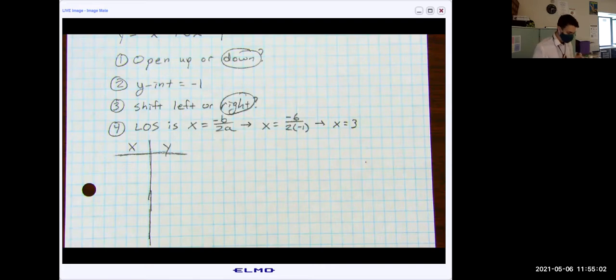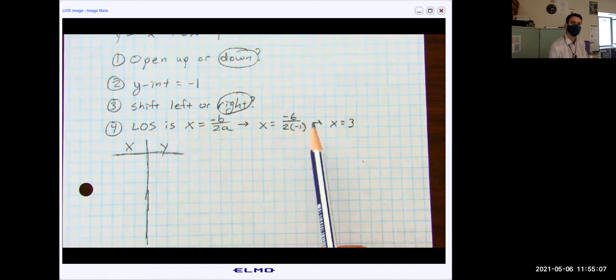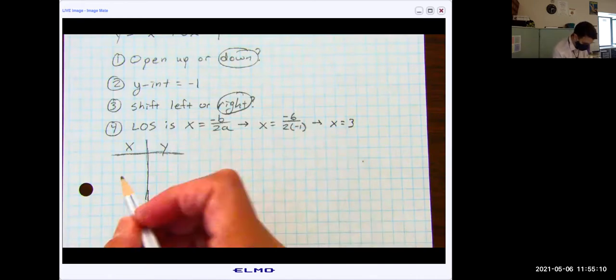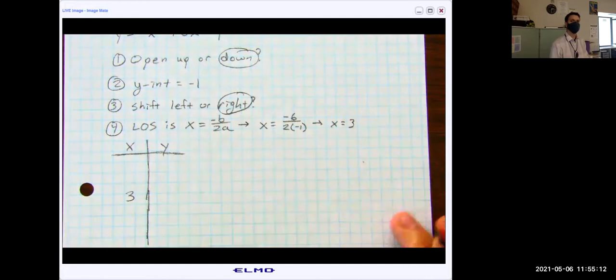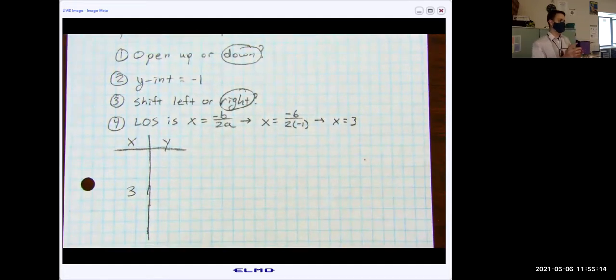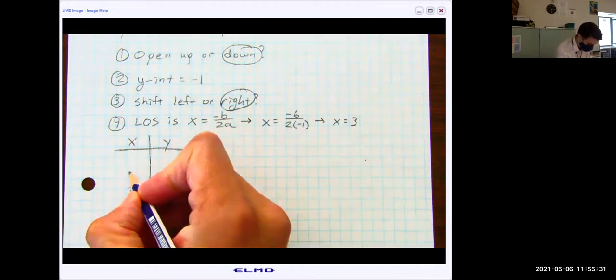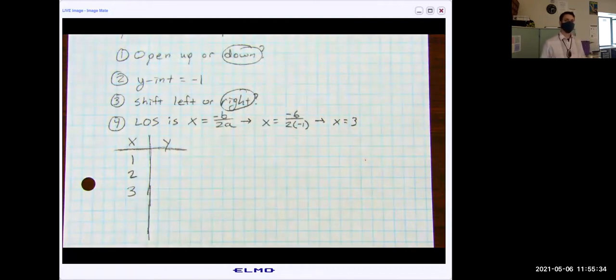So my first value I'm going to use for my x is actually the line of symmetry. It's the 3. I'm going to put it kind of in the middle of my table here because I need 5 points. I'm going to use the x of 3 as one of them. And then I want to use a couple points that are to the left of it and a couple points that are to the right of it. And so if I go to the left of 3 on a number line, I would have a 2 and a 1. And if you go to the right, you're going to have a 4 and a 5.